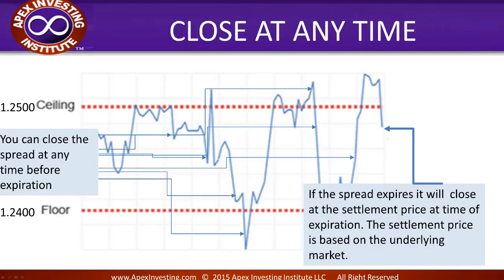40 pips. If I bought at 24.10 and I got out at 24.05, what would I make or lose? -5. If I bought at 24.10 and it expired at 24.09, what would I make or lose? 1. Okay.